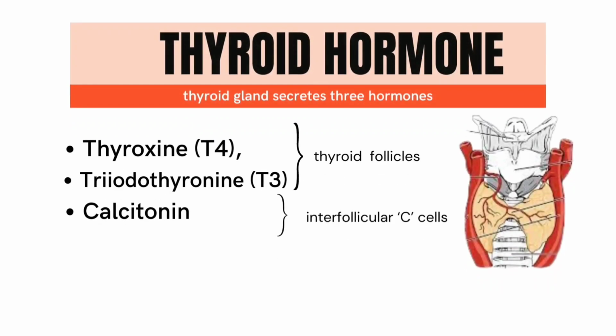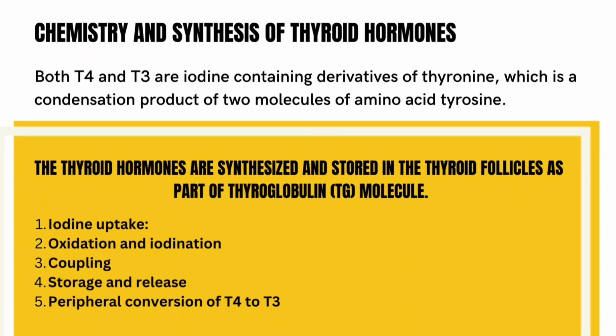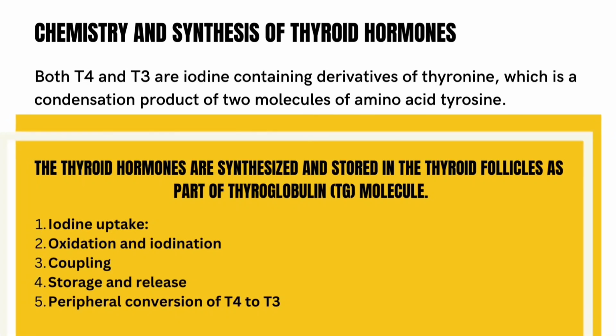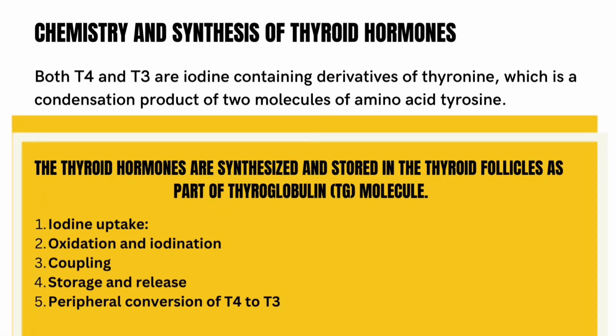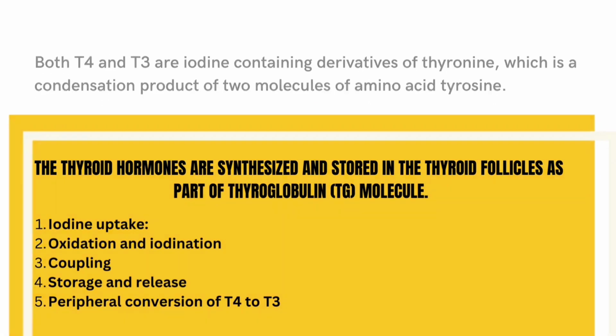The thyroid gland secretes three hormones. These are thyroxine, triiodothyronine, and calcitonin. Both T4 and T3 are iodine-containing derivatives of thyronine, which is a condensation product of two molecules of the amino acid tyrosine. The thyroid hormones are synthesized and stored in thyroid follicles as part of the thyroglobulin molecule. Steps: iodine uptake, oxidation and iodination, coupling, storage and release, and peripheral conversion of T4 to T3.